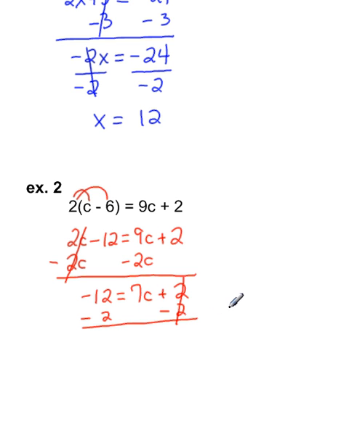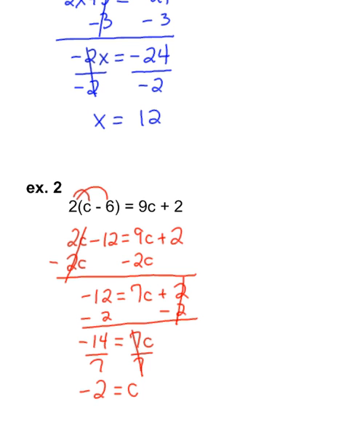Make our 2's cancel. Negative 12 minus 2 is negative 14. I have negative 14 equals 7c. I'm going to divide both sides by 7. And so my c will equal negative 2.